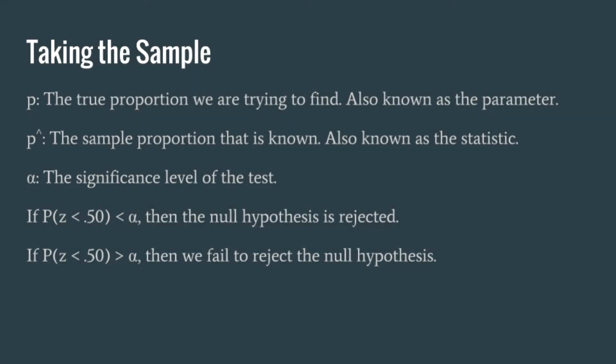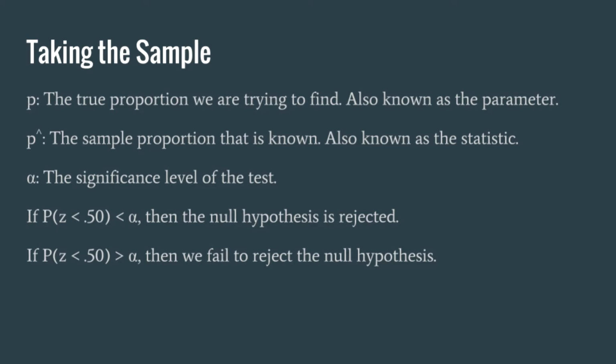In order to perform the significance test, we need to collect a sample. This sample will yield a statistic that is an estimate for the unknown parameter we are trying to find. In this case, we take a sample of n individuals from Virginia and ask them whether or not they plan to vote for Donald Trump. The percent of individuals from this sample that support Donald Trump is our statistic, also known as p-hat.